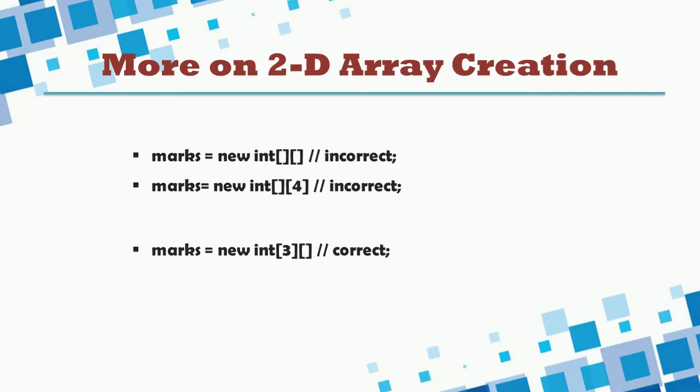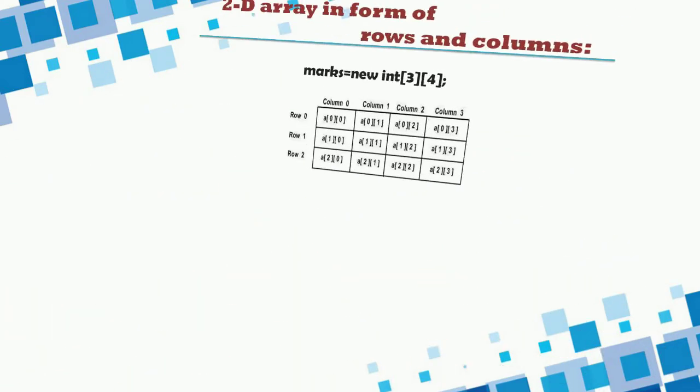Next we will see more on two-dimensional array creation. You have to be very careful while creating a two-dimensional array. Look at the first two lines, they are incorrect. You have to specify the rows and columns. The last one is the correct statement. You must give a row size. If you don't give the column size, it is not a problem. But if you give a column size without the row size, it is an incorrect statement. So you have to specify the row size and column size here.